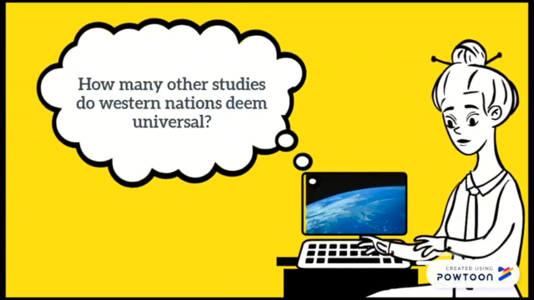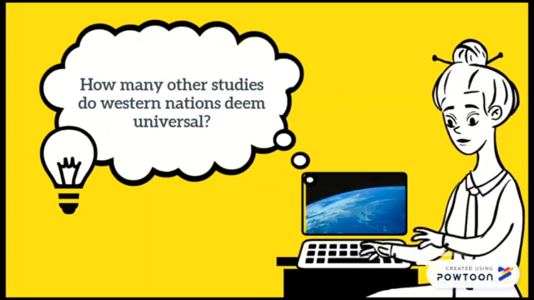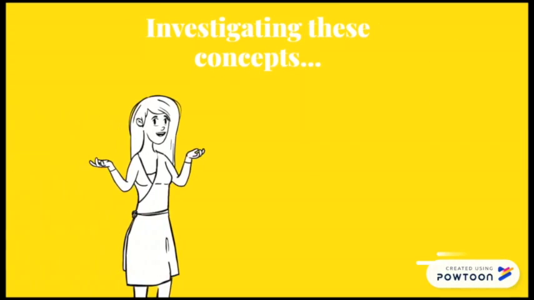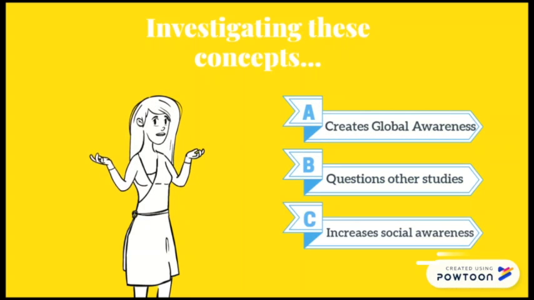It is also important to recognize the implications of these findings. Now that we know how different we are globally, consider how many other studies Western nations deem universal. Investigating different concepts and how they interact with different countries creates a global awareness of different responses to the fundamental attribution error, but also countless other studies.